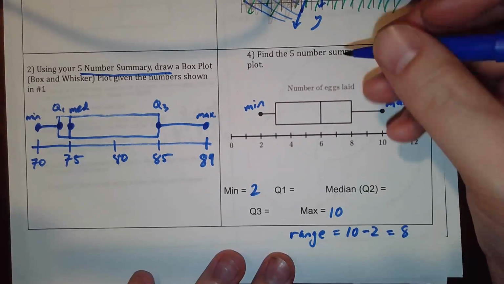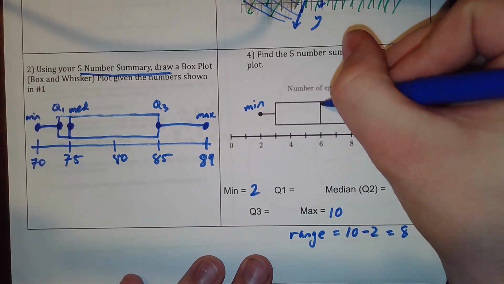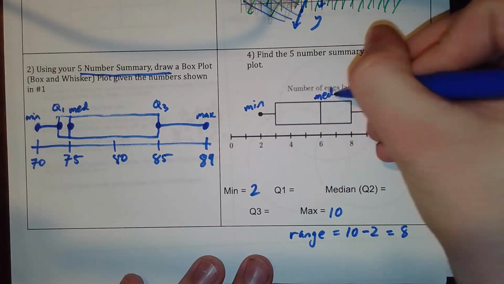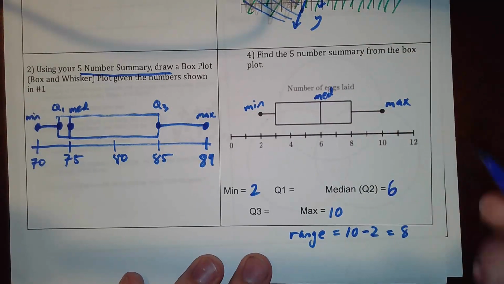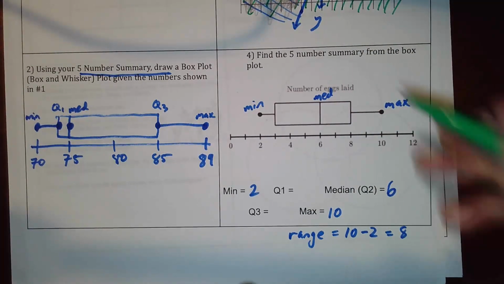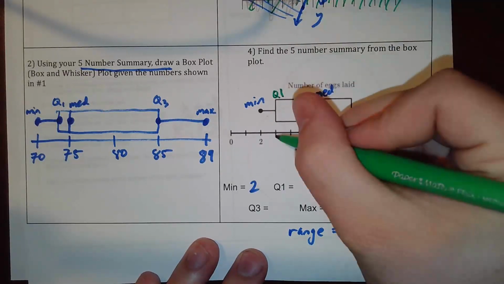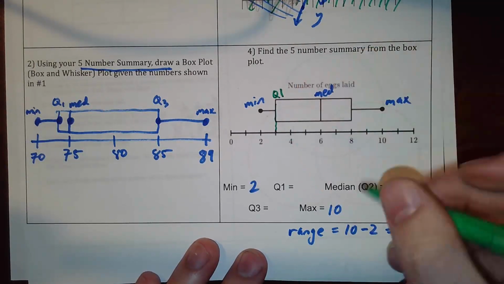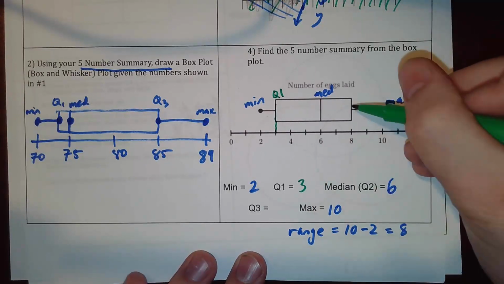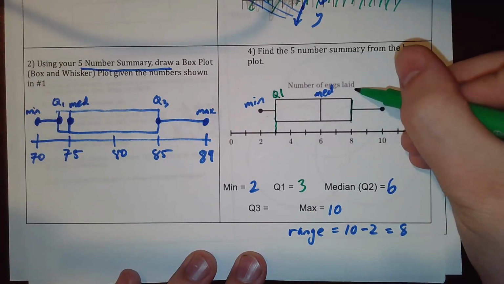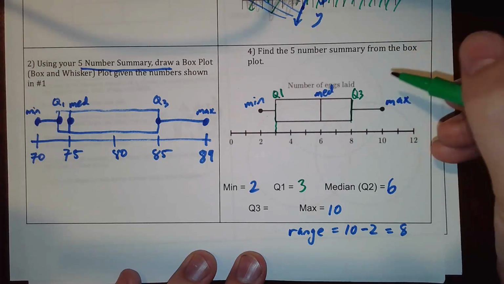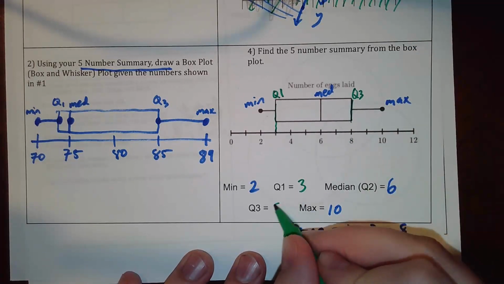Okay, next up is going to be labeling the median. The median appears to be 6, while quartile 1 appears to be 3, and quartile 3 appears to be 8.